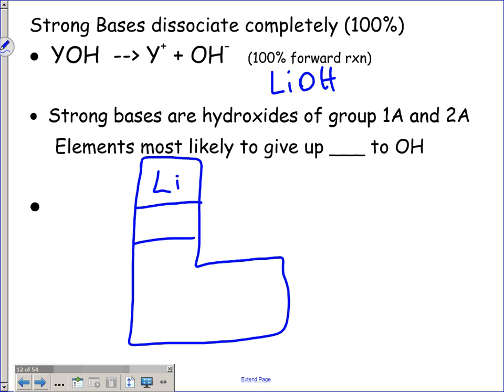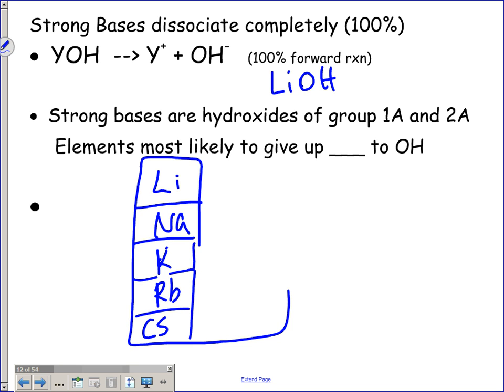Next one? Sodium hydroxide. Next one? Potassium hydroxide. I might need some more space here. What else? Rubidium hydroxide. Cesium hydroxide. Okay? And then now up the other side, up the group 2. Where's calcium next to potassium? Okay? Calcium hydroxide, strontium hydroxide, and barium hydroxide.